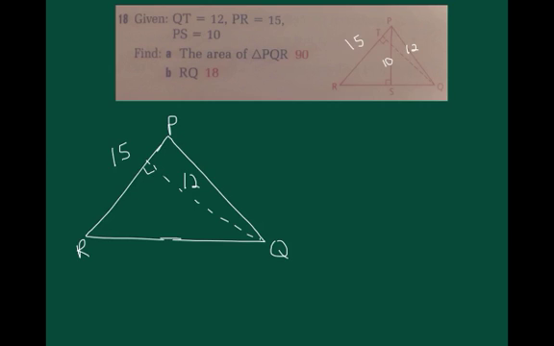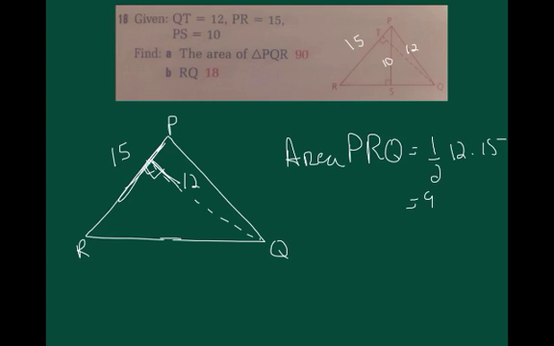I'm going to use 15 as my base, even though it's not on the bottom, and 12 as my height, even though it's not drawn vertically, because I'm looking for the area of PRQ. It doesn't matter which side is my base or which side is my altitude. All I need is a side that is perpendicular to an altitude. And certainly PR and TQ will do. So my area is going to be 1/2 times 12 times 15, which equals 90.